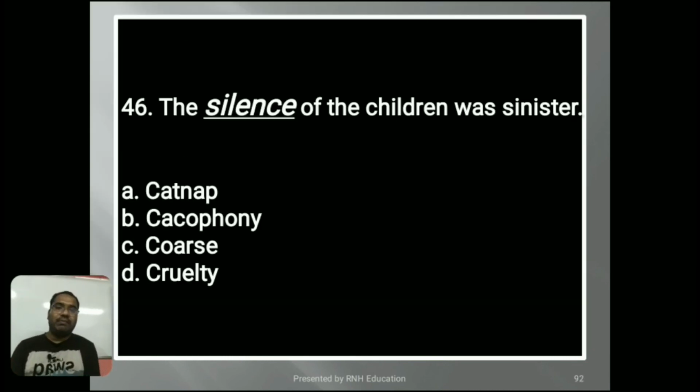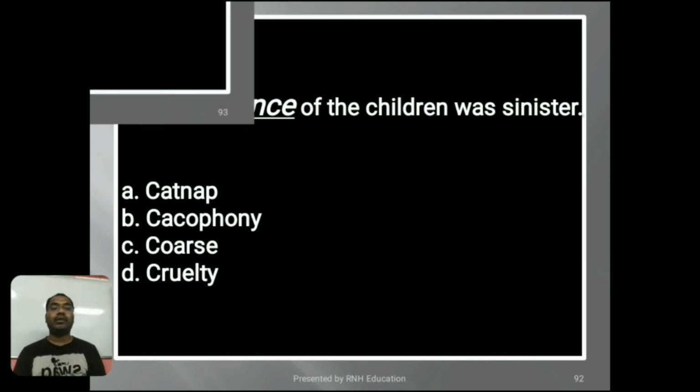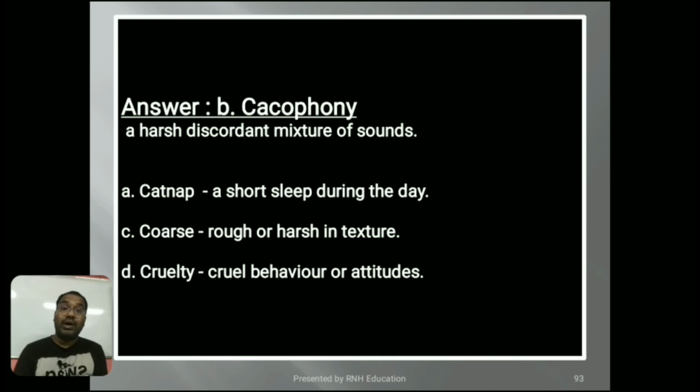The next question, that is question number 46. The silence of the children was sinister. The word is silence. Okay, and the options are A is catnap, B is cacophony, C is quas, and D is cruelty. Now check the solution section. At first, the word cacophony, that means a harsh, discordant mixture of sound. Okay, this is the answer.